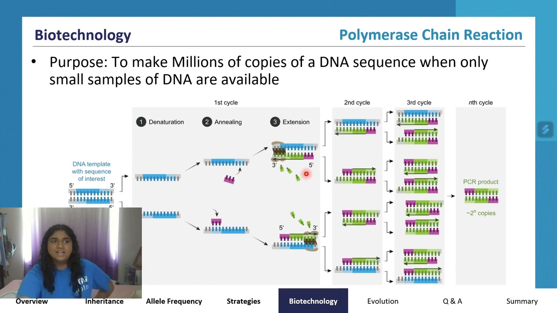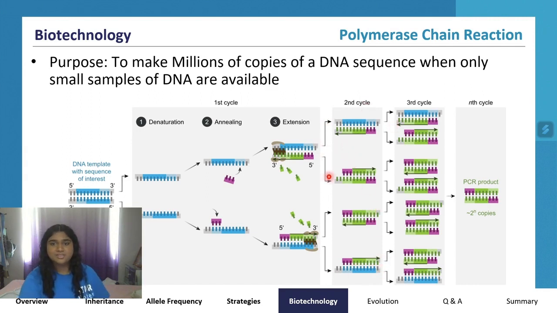And then basically, immediately after this cycle finishes, it goes through the whole process again. So denaturation happens again. The strands will separate out once again, but instead of one copy, you've got two copies being created.